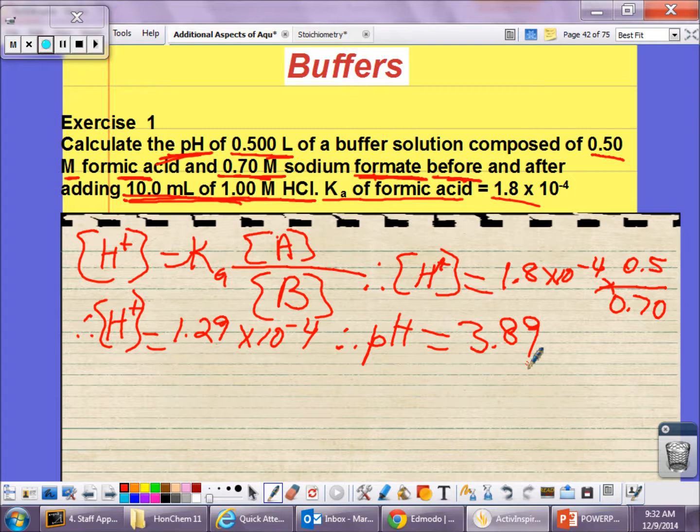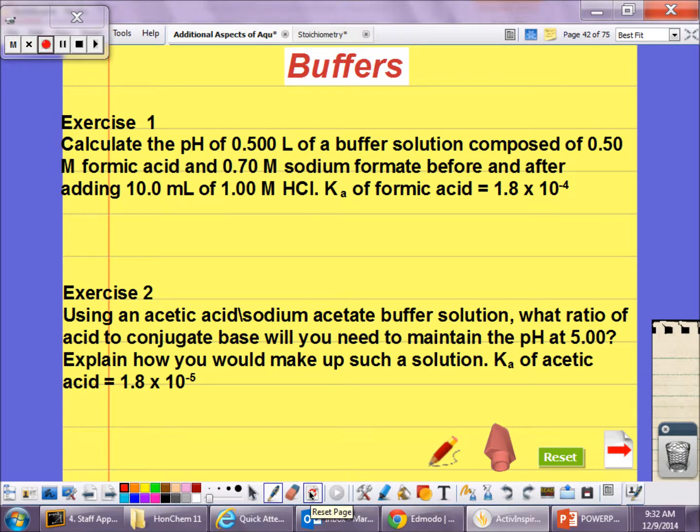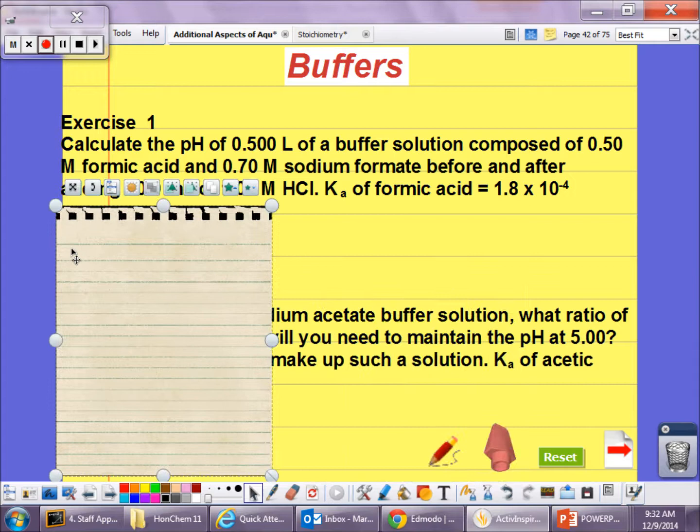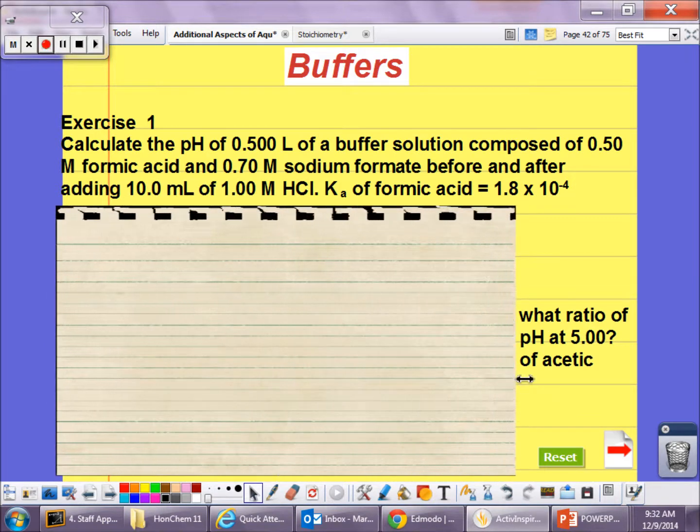Now, this is not too bad, but they come and add hydrochloric acid to that buffer. This is what you do. Don't panic. Don't panic. Everything will be okay. This is what we will do. Let me reset and get my page. I have a buffer. It doesn't matter what they do to it.